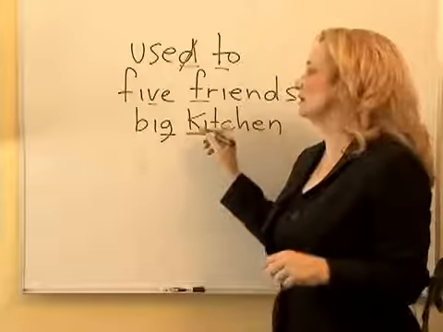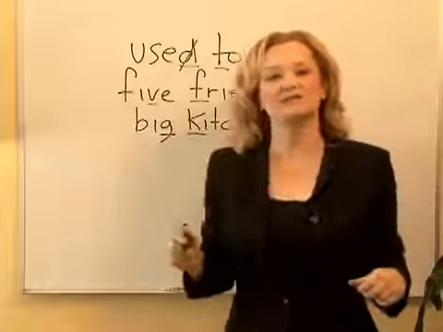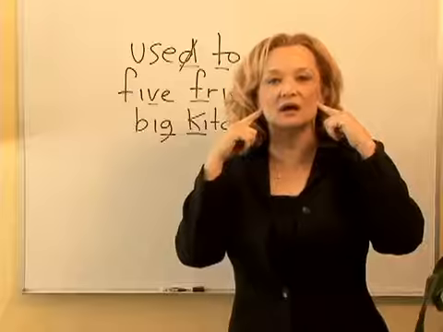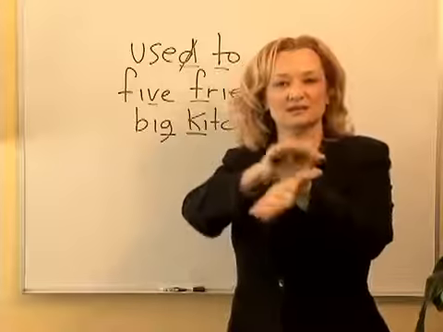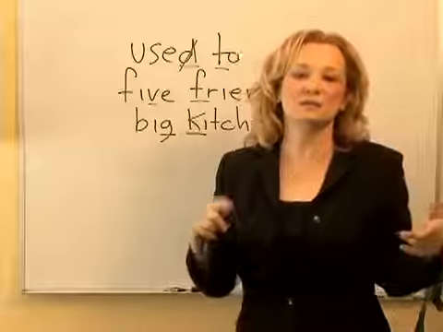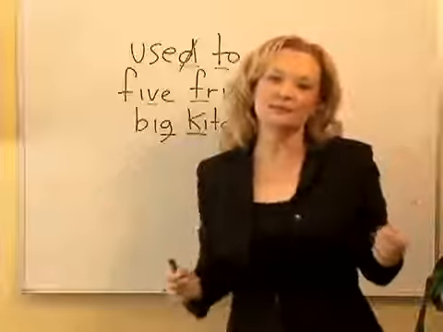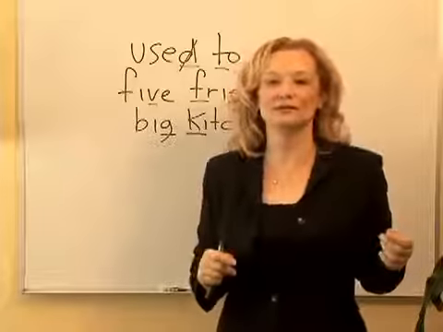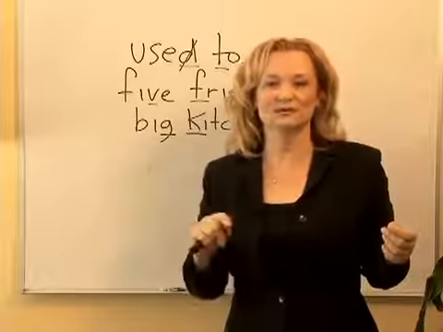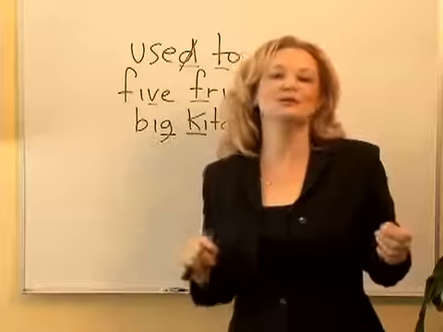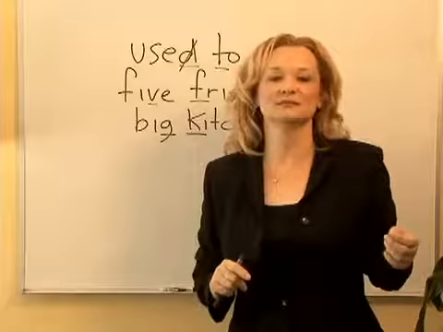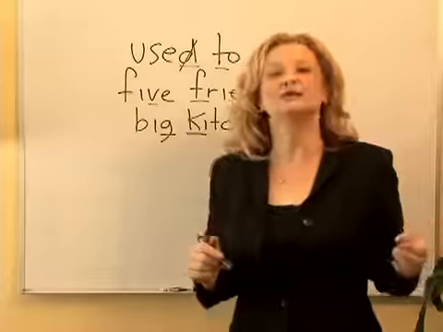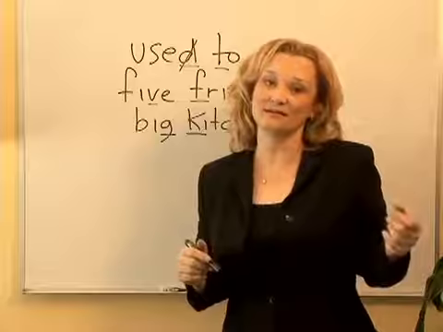One more example. Big kitchen. G and K have the same point of articulation. It happens back here. Let's try that. G, g, g, k, k, k. Your tongue is doing exactly the same thing in the back. So we don't say, I have a big kitchen. Let's link them. I have a big kitchen. Let's try a few more. Supposed to. We don't say supposed to. We say supposed to. One more. Need to. We don't say I need to go. We say I need to go.